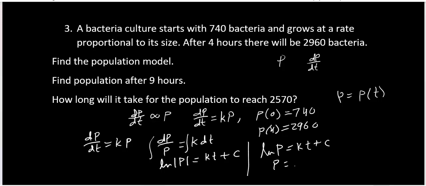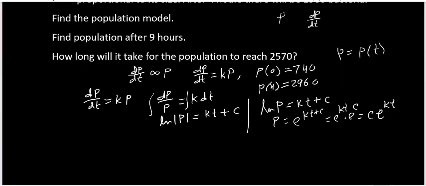So then P must be e to the kt plus C, which is the same as e to the kt times e to the C, and we'll write e to the C as a new constant C. That gives me C e to the kt. So we got our model with some unknowns. Now we'll determine those unknown values. So rewrite the solution: P(t) is now C e to the kt.